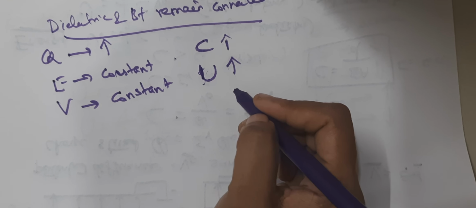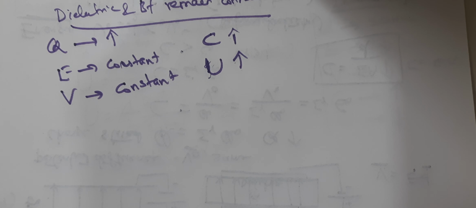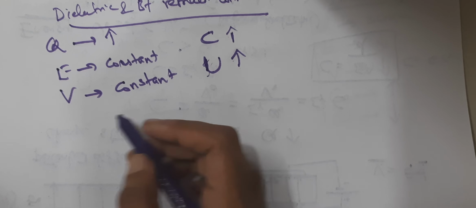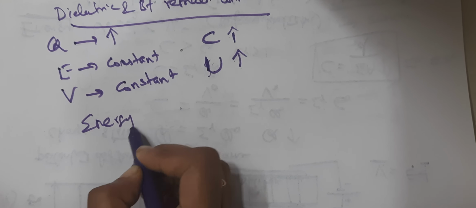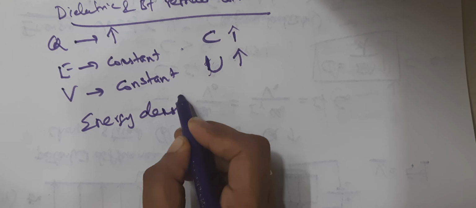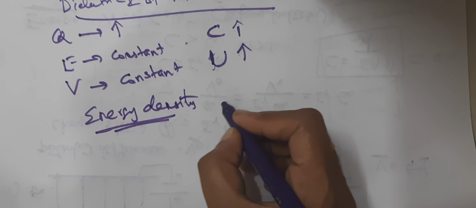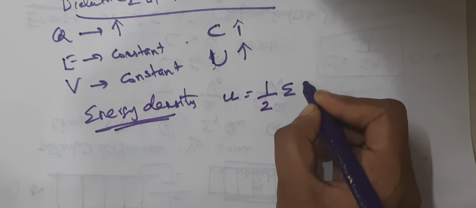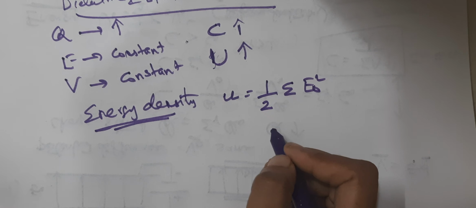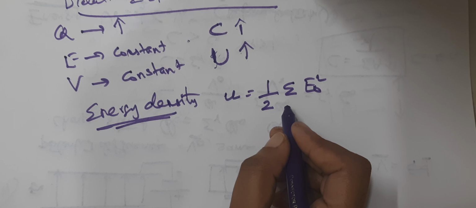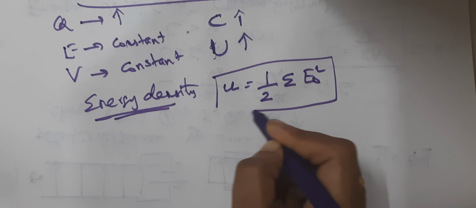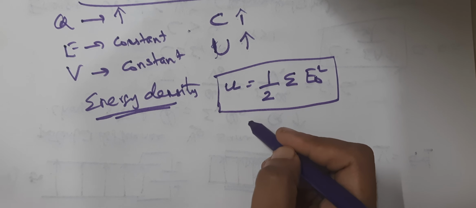Here the voltage within the capacitor is constant, and V and E are constant. So we can write the energy density. This you may also have learned in the previous class. Energy density is given by the formula small u equal to half epsilon E0 square, where epsilon is the permittivity of the dielectric material. So this is the formula for energy density.